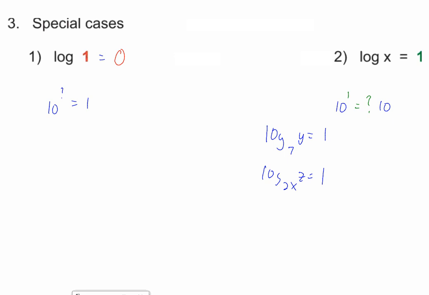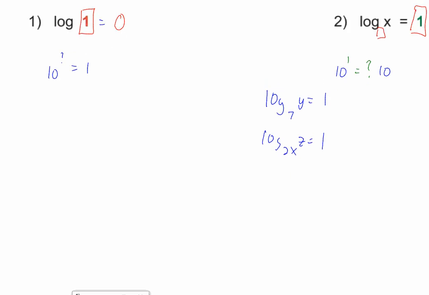Okay. The point is, when you have a logarithm, and the result, or the book says the number is 1, then it equals the base. In the first example, when you have 1 there, then it's going to equal a 0 every time. All right? Any questions, anybody?